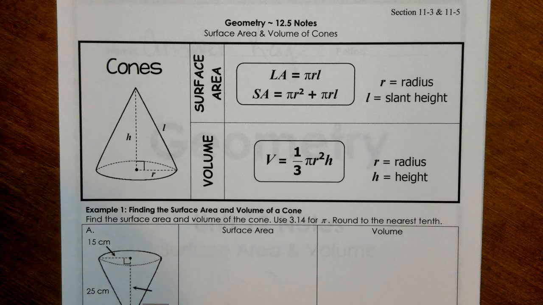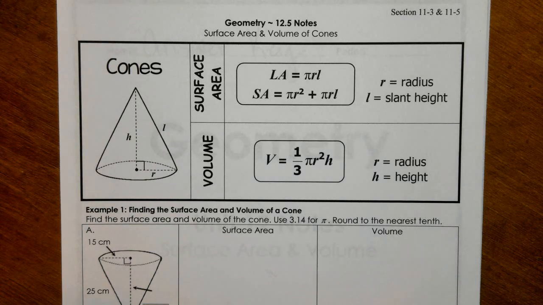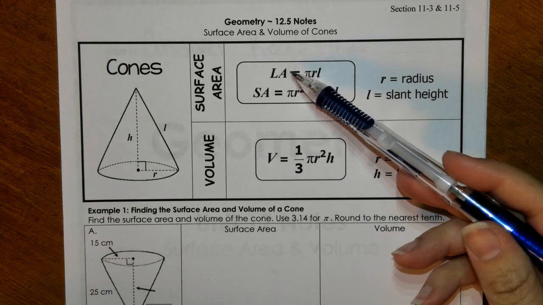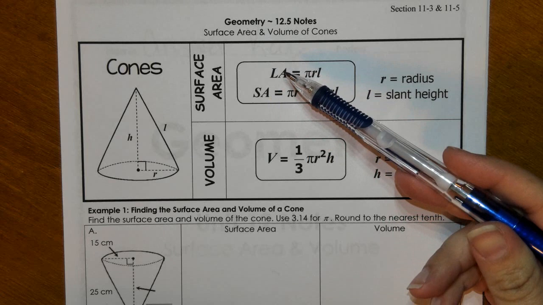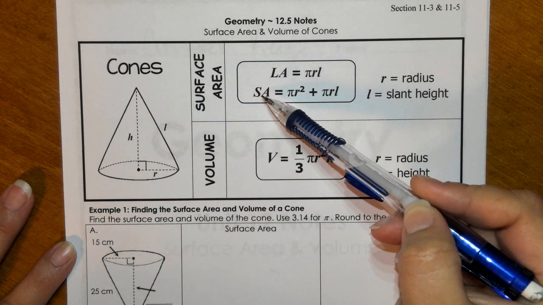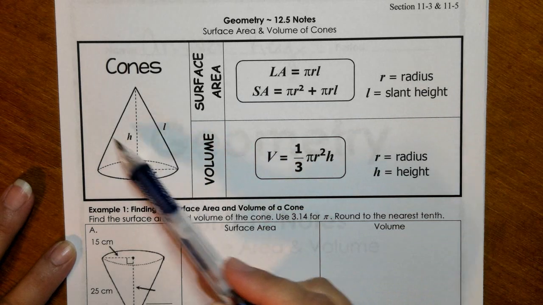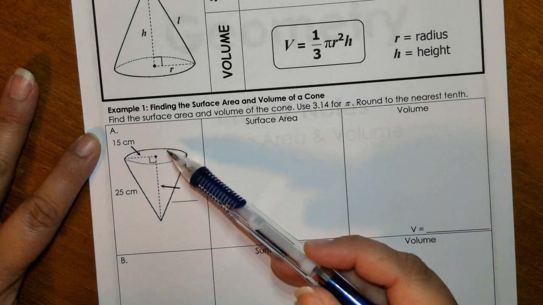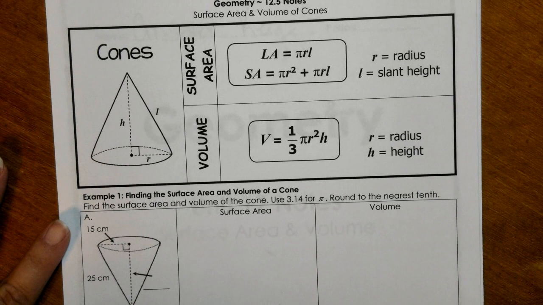For the 12.5 notes, this is the surface area and volume of cones. So again, you see that we have lateral area and surface area. Lateral area would be the cone part here, and then the surface area would include the cone and the circle at the bottom, or in this case maybe at the top, depending on how it's positioned.